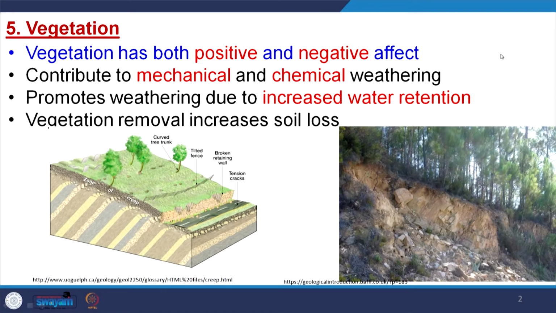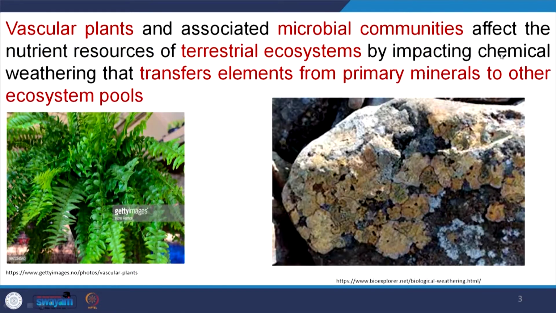Then it promotes weathering through increased water retention. We know the vegetation root retains water within the system. So, once water remains, and we know water is the main culprit for weathering, once water is retained in a rock, that means it promotes both physical and chemical weathering. Then vegetation removal increases soil loss. Suppose where it is a negative impact, if we remove the vegetation, there will be soil loss. So, that is why there is both a positive and a negative impact with vegetation.